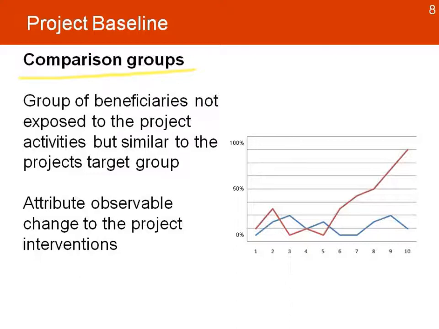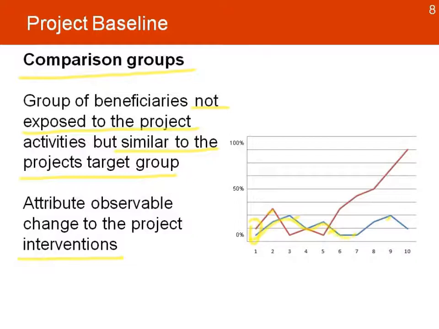Comparison groups is another element that is very important for a baseline. It's data about a group of beneficiaries not exposed to the project activities, but they are similar to the project target group. They are a group that eventually helps us attribute an observable change due to project interventions. That means that at the beginning of the project, we collect data on those 2 groups. Our beneficiaries, the people or participants that will be involved in the project, and those who will not be involved in the project.